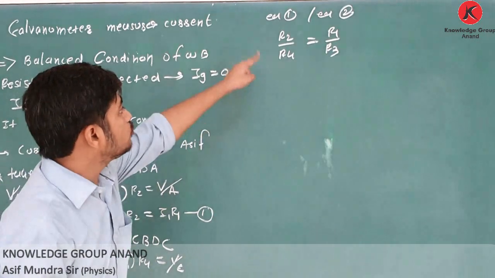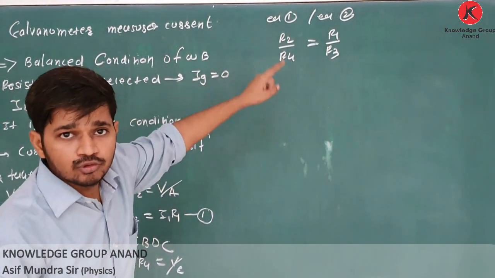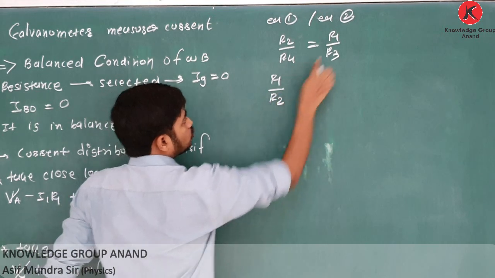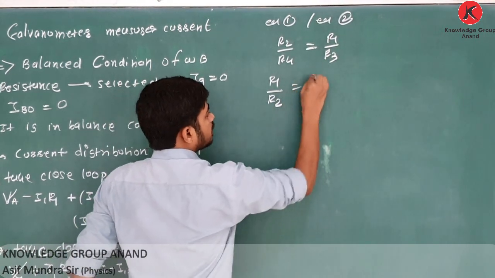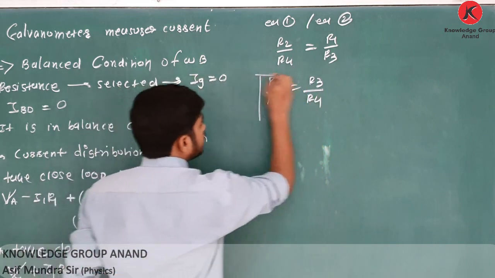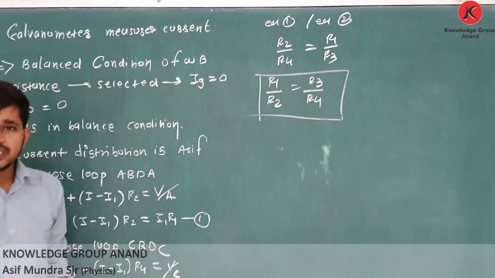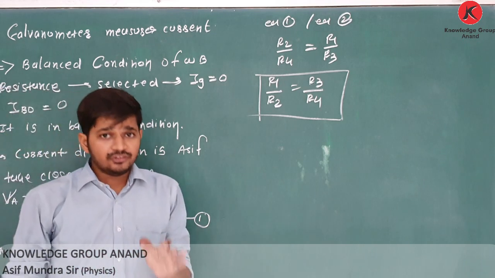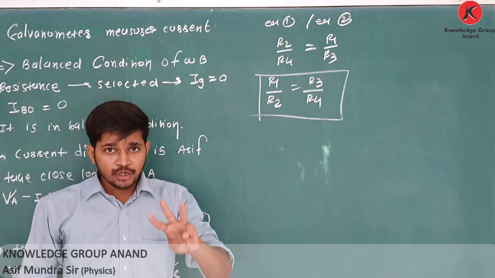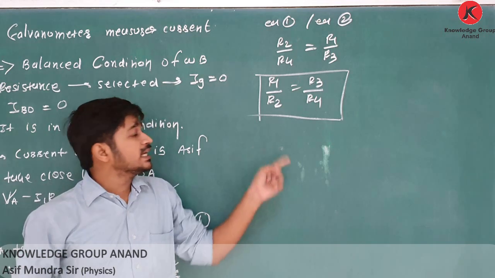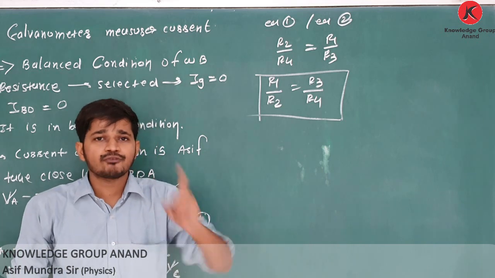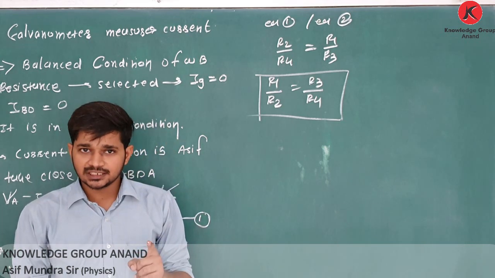Clear? Yes, you can rearrange this as R1 upon R2 is equal to R3 upon R4. So with the help of this equation, if you are given 4 resistors, 3 known and 1 unknown, you can easily find the unknown resistance.